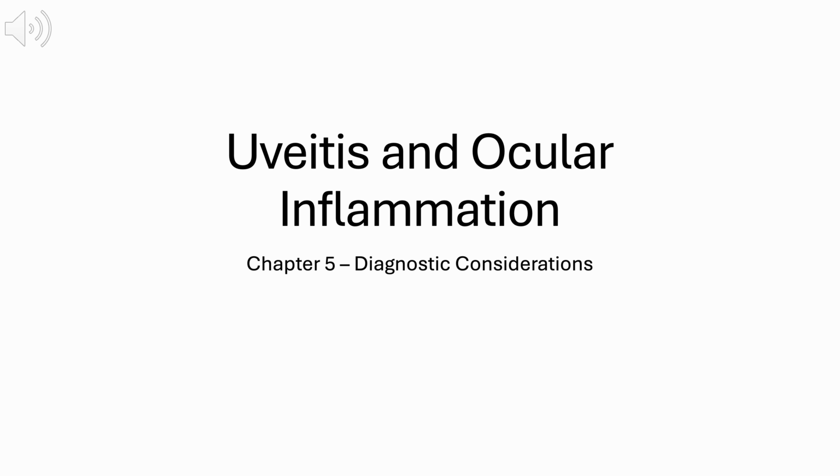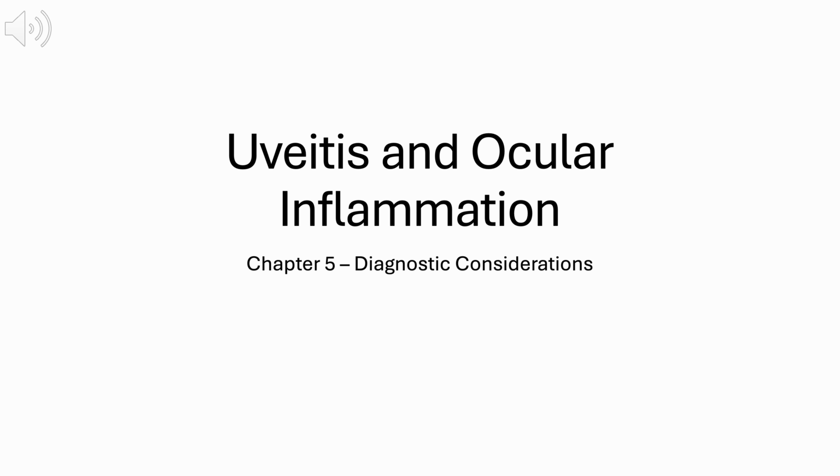Welcome to Chapter 5, Diagnostic Considerations. This is the clinical heart of the series. Having built the immunology in earlier chapters, we now turn to the question every clinician faces at the slit lamp. A patient has intraocular inflammation. How do you classify it? Build a differential.